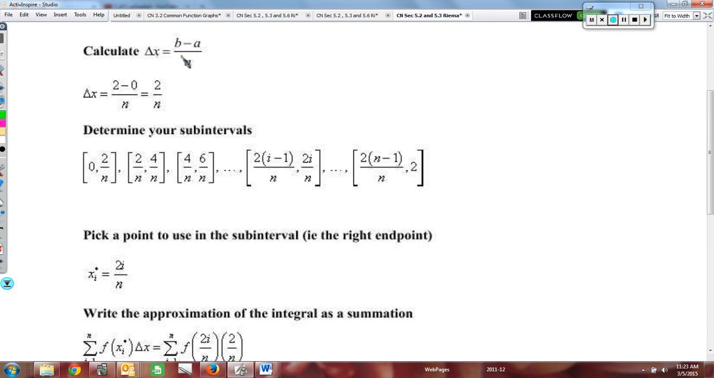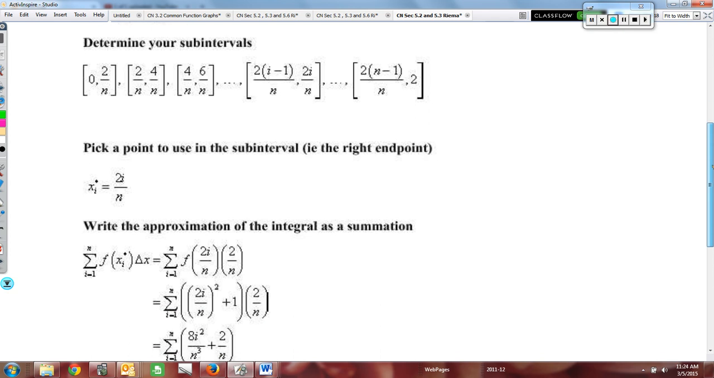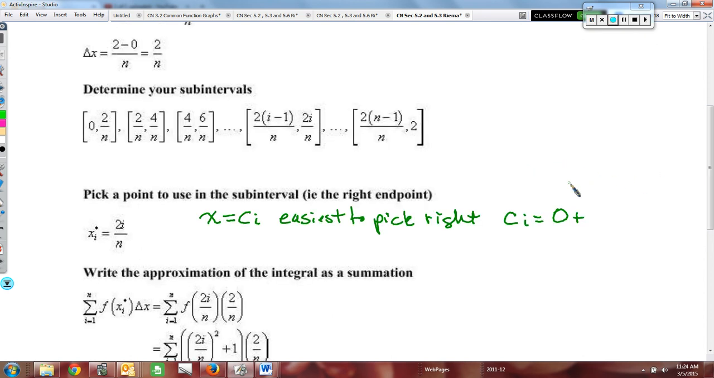The first thing we do is calculate delta x, so that's here. You can determine the subintervals, but that's really not an important thing. You're going to choose a point. Now, how did I choose this point? You're going to pick x equal to c sub i. It's always easiest to pick the right. So c sub i for the right would be 0 plus my delta x, which was 2 over n, times i, which simplifies down to 2i over n. So that's this right here. That's me picking the right endpoint, mostly for convenience.